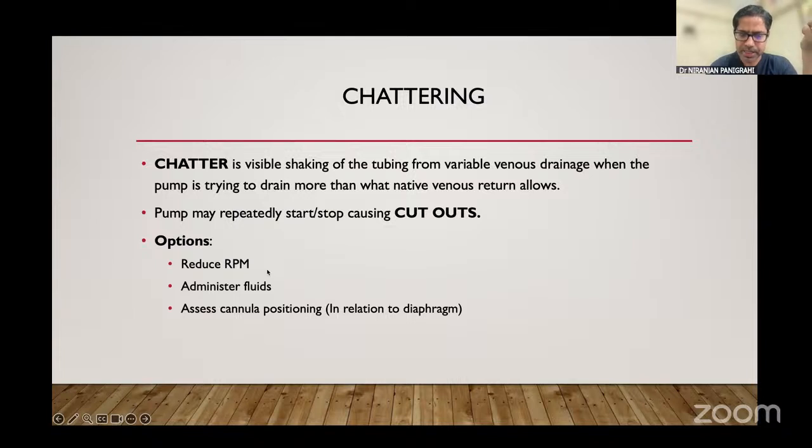Sometimes, many a times, a kinked cannula can be the cause. Then you can administer some fluids depending upon the patient's condition. Then one more thing which we encounter very commonly is to check the cannula position. Many a times, if the cannula is below the diaphragm and the patient is struggling to breathe, then definitely the infradiaphragmatic part of the IVC is more collapsible than the supradiaphragmatic. So simply repositioning the tip of the cannula many a times can help this issue to be sorted out.